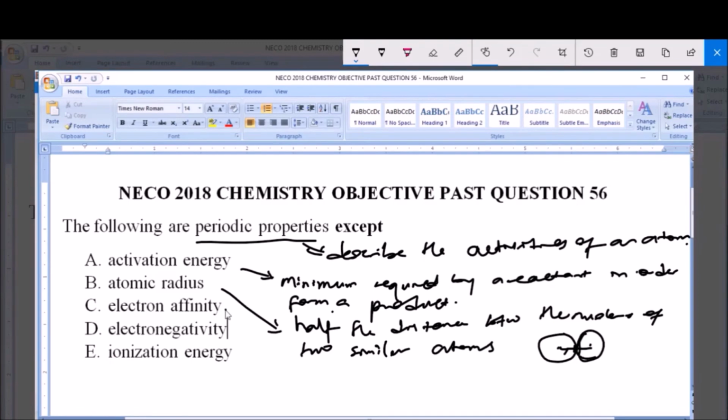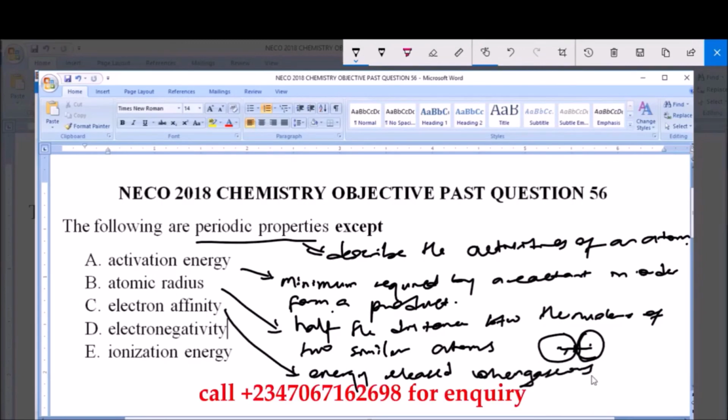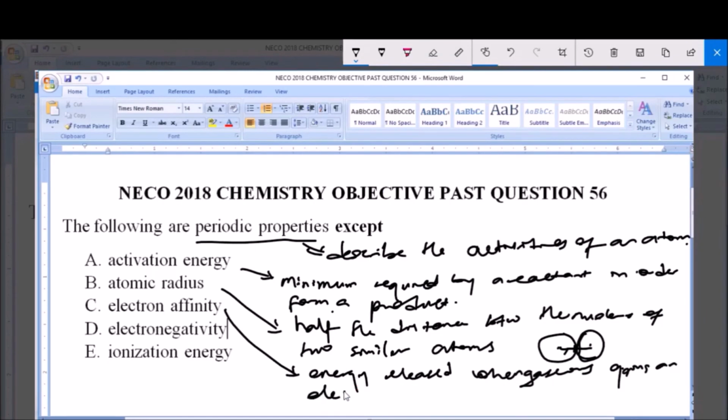Option C here says electron affinity. Electron affinity is simply the energy released when a gaseous atom gains an electron. So electron affinity is that energy released when a gaseous atom gains an electron. Now you can see that it is affecting the activities of the atom. A gaseous atom is gaining an electron. So it is a periodic property.